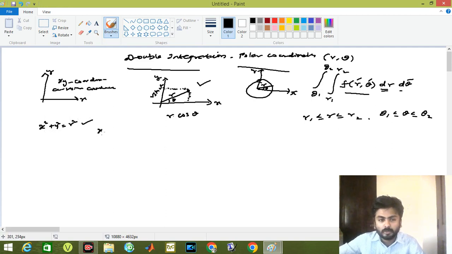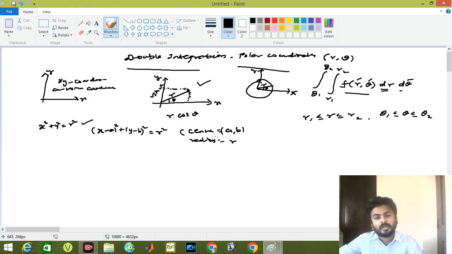Generally, we will have x minus a the whole square plus y minus b the whole square equal to r square when center equal to a comma b and radius equal to r. But my question is how you got this. So center is 0 comma 0. Center becomes 0 comma 0 means you will get this.